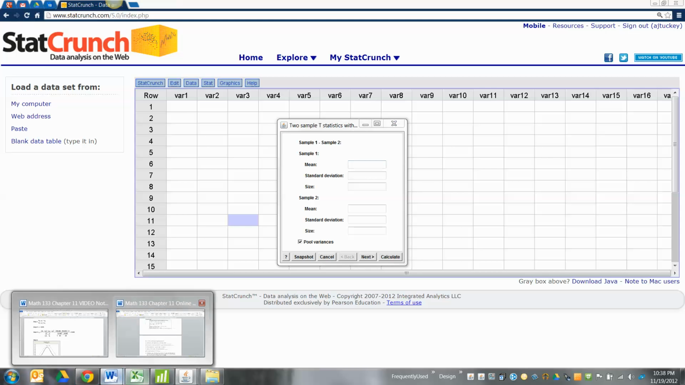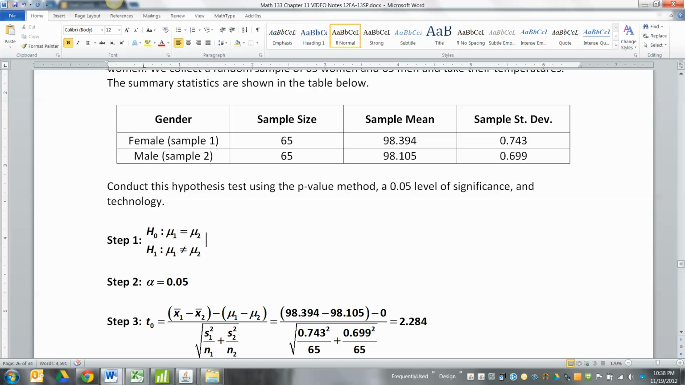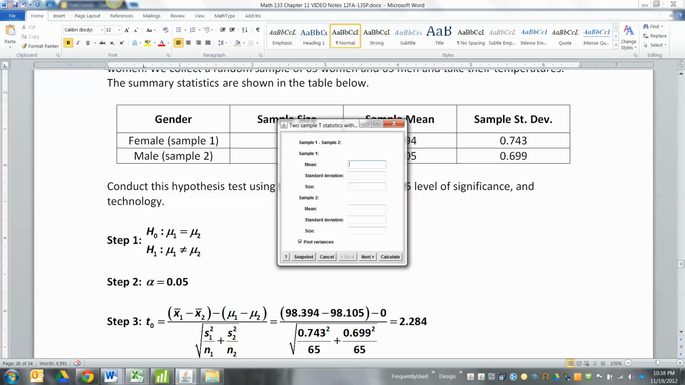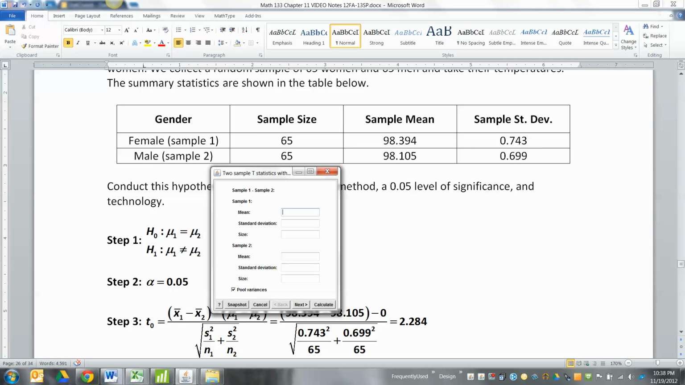Let me go back to my notes right here. Okay, so it's 98.394. Sorry, it's so small. I can't make it any bigger. 0.743 for the standard deviation. 65. Then 98.105, 0.699, 65. We will not be doing pooled variances in this course, so you're going to always want to turn that off. We're not going to pool. So unselect that. Click Next.